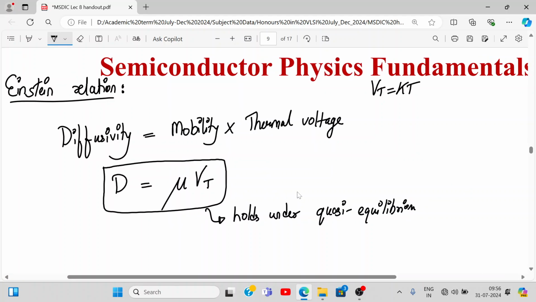What is VT given by? KT by Q. Because KT alone is energy, right? KT by Q will be voltage. VT is given by KT by Q. And how much is VT at room temperature? 26 millivolt at room temperature, 27 degrees Celsius. You can calculate: K, Boltzmann's constant, T is the temperature in Kelvin. 27 degrees Celsius means how many degrees Kelvin? 300. And Q is charge, 1.6 into 10 to the power minus 19.